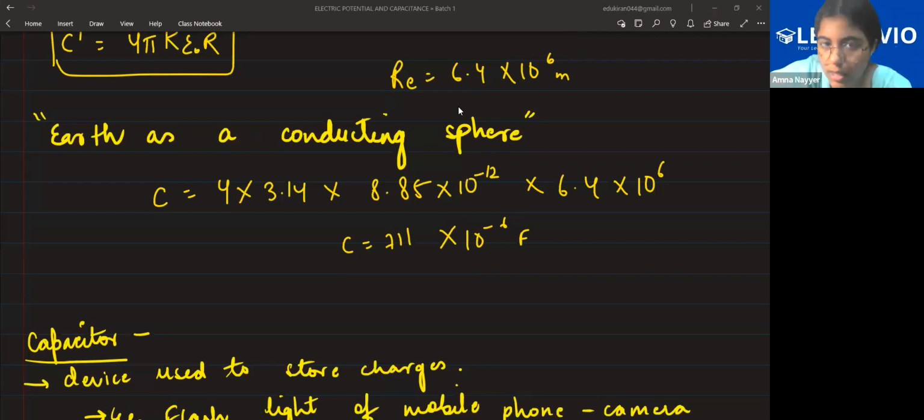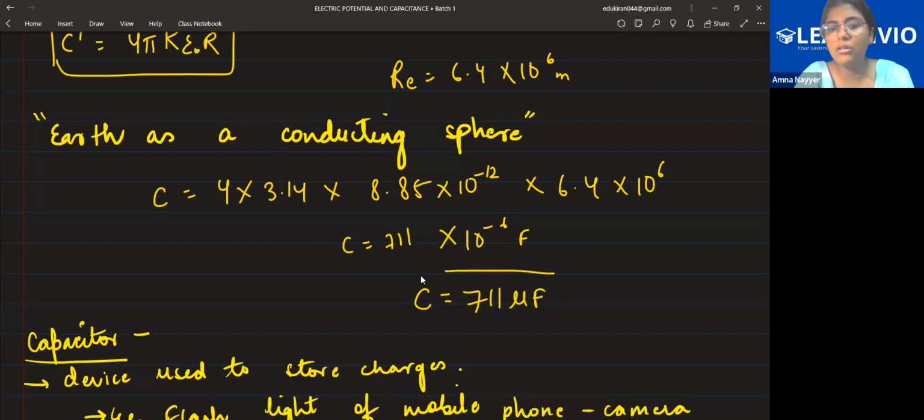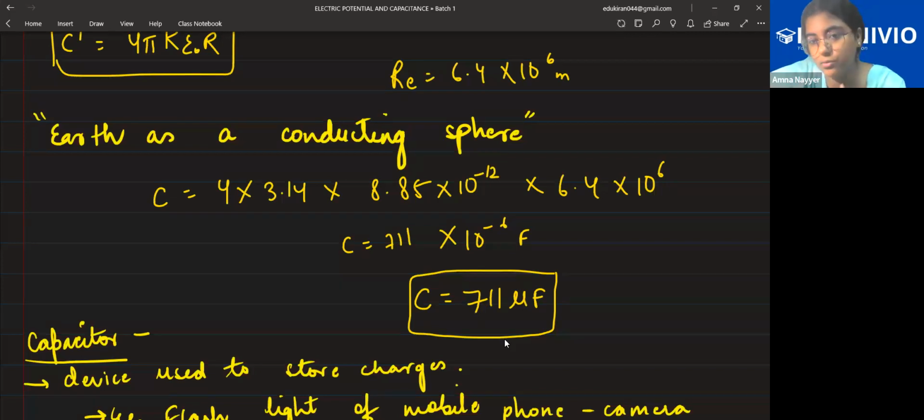So if you put the value of 4 pi epsilon naught and the radius of Earth, I am saying that if Earth is a conducting sphere, C is equal to 4 pi epsilon naught r is the formula that we have studied. We'll put this value, and you will get 711 into 10 to the power minus 6, or you can say 711 microfarad. This is the value which you will get. So you have to remember this. Okay, 711 microfarad. Write it till here.